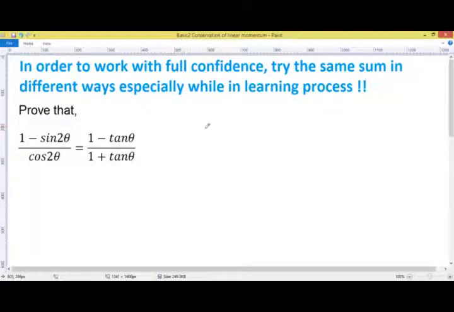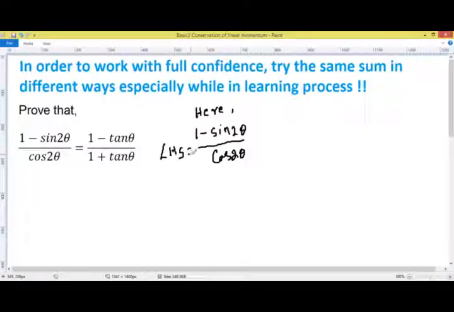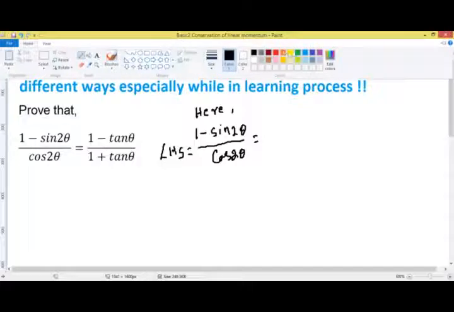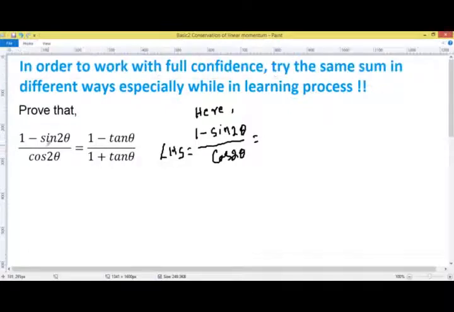we start from here. We can write LHS. It is given as (1 minus sine 2 theta) by cos 2 theta, and if you like you can call it LHS, that means left hand side. And now you know the formula for sine 2 theta in terms of tan, because you have to get the left side in terms of tan theta.